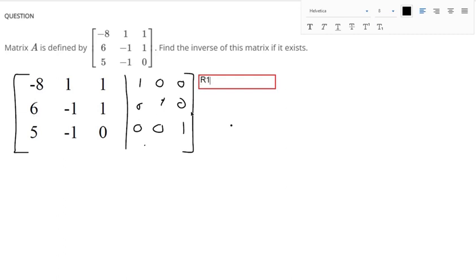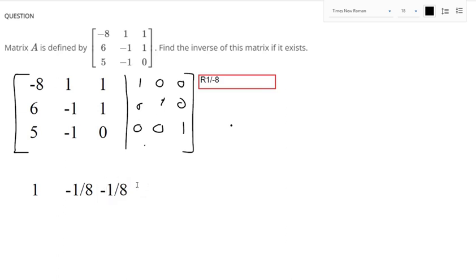So I'm going to take row one, and I'm going to divide it by -8. Same thing as multiplying by -1/8, right? And so what that's going to do is: -8 divided by -8 makes one. We're supposed to have one on the diagonal, but I still got to do the same thing to every other number. So one divided by -8 makes -1/8. And then one divided by -8 makes -1/8. And then over here, still got to do the same thing. One divided by -8 makes -1/8. Then zero divided by -8 makes zero. 0 divided by -8 makes 0.